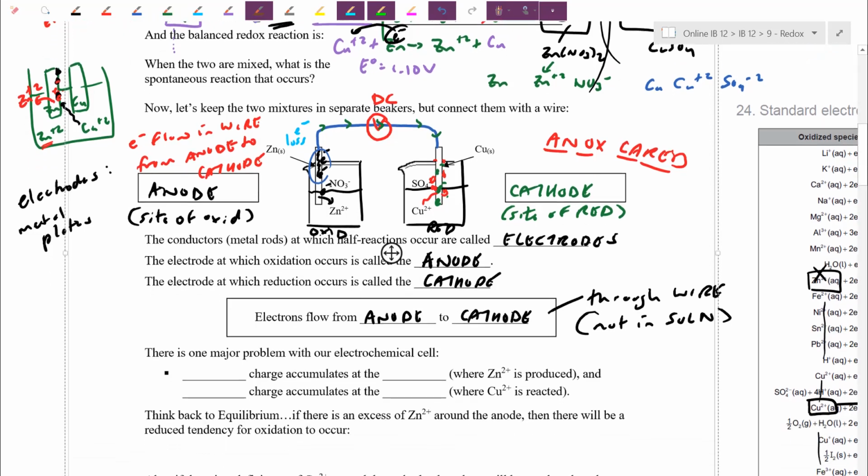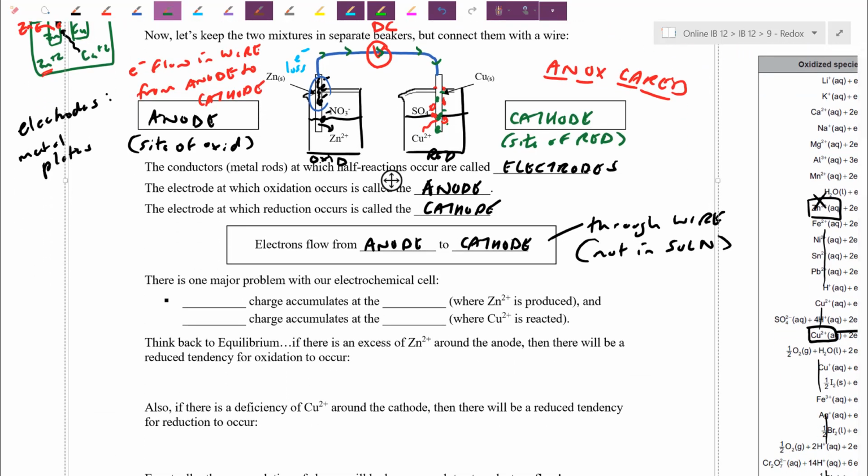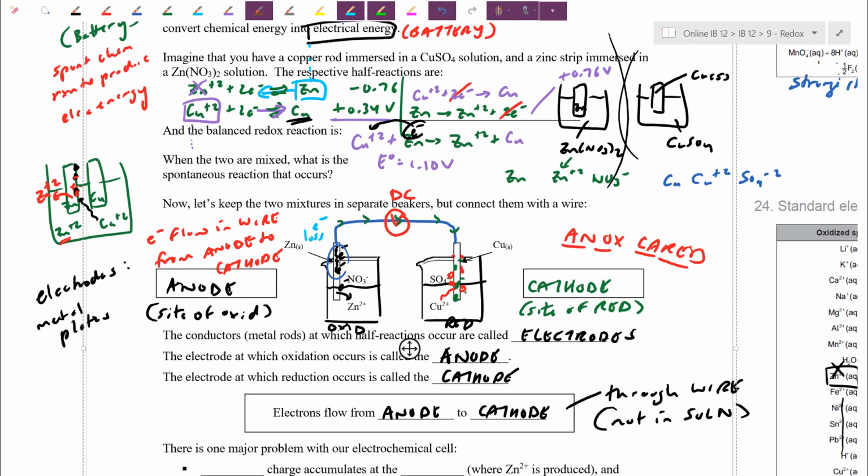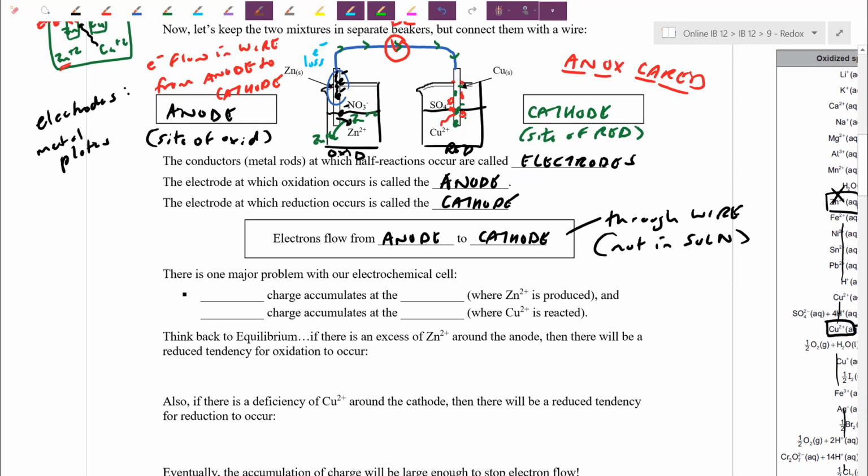The one major problem with the electrochemical cell, you don't need to memorize this, you can actually see it from the reactions. On the left side, we have our zinc. It's supposed to be dropping off electrons, jumping off into solution. We're going to have a lot of extra zinc ions in this beaker. This left-hand side beaker is at risk of becoming overly positive. So the one major problem here is that positive charges accumulate at the anode side because we're creating way more Zn+2.